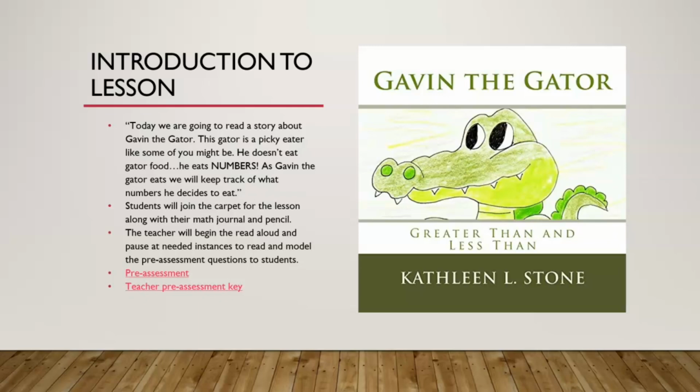I'll also pause during the story to talk about some things that might need to be discussed, like, oh, look at how Gavin the Gator chose to eat the bigger number versus a smaller number. Why don't you think he wanted the smaller number?